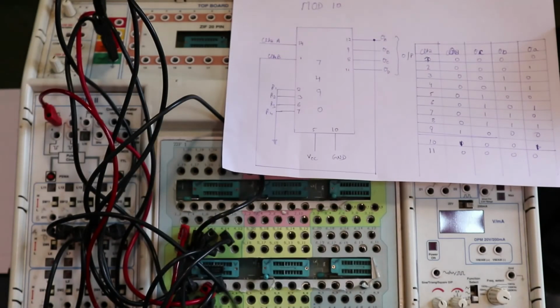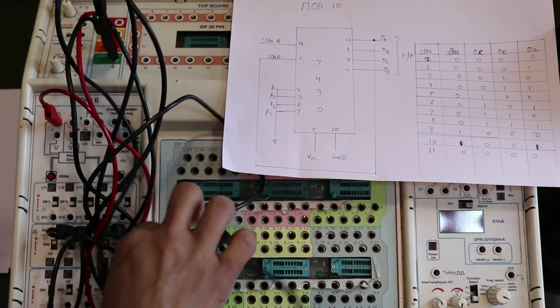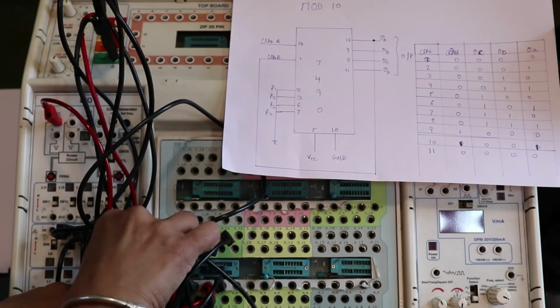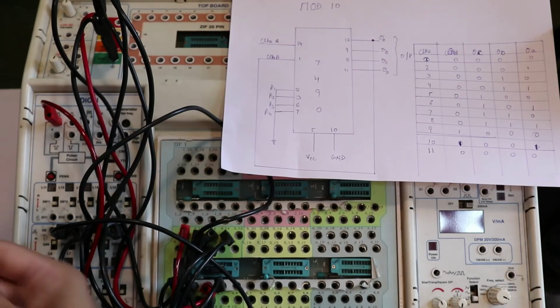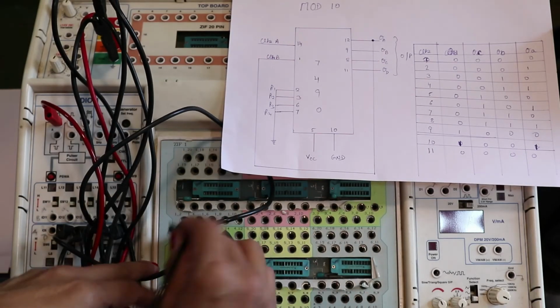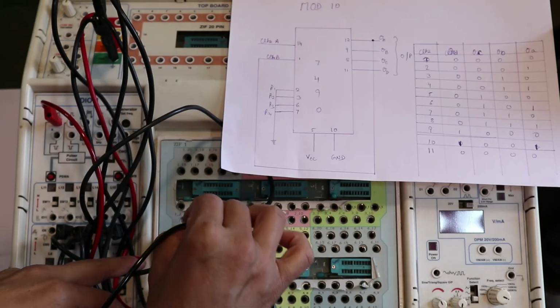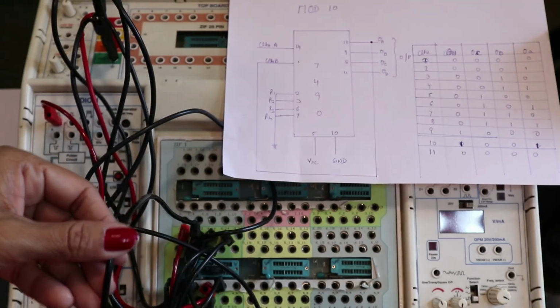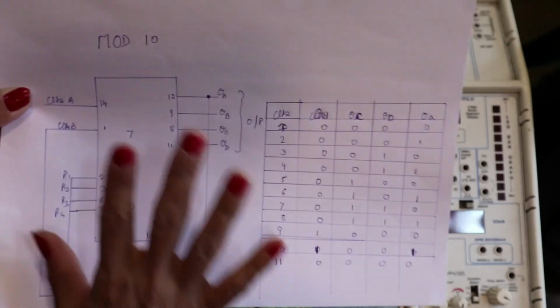Only one connection is remaining, the first pin. Where is the first pin? Here. I need to join it to the 12th pin. So where is the 12th? Here is the 12th connection. Now we have finished all the connections for this IC.